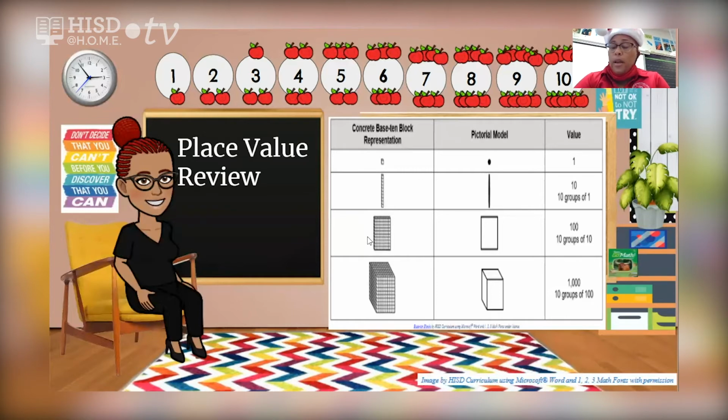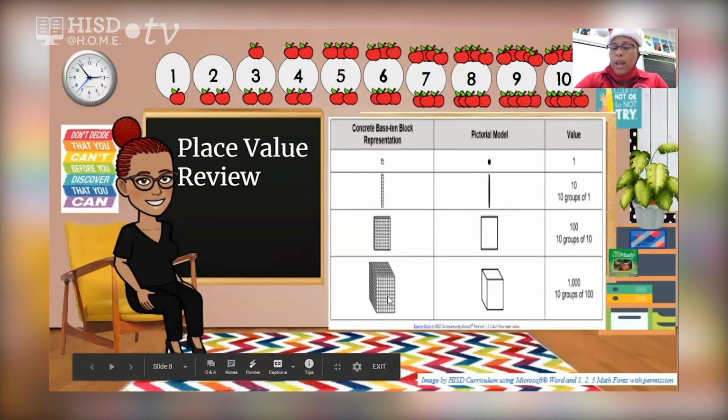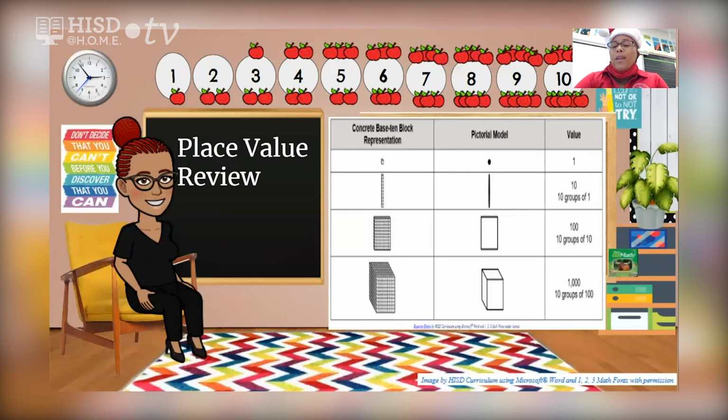Here we have our 100 place value block, or you could draw a square to represent the hundreds, and we know that it takes 10 tens to make 100. And lastly, we have the 1,000 place value block. In order to create a 1,000 place value block, you need 10 hundreds put together. It can also be drawn as a cube. We cannot draw it as a square because it might get confused with the 100.